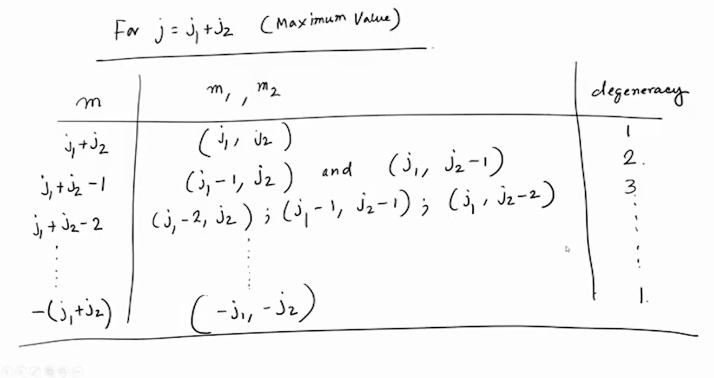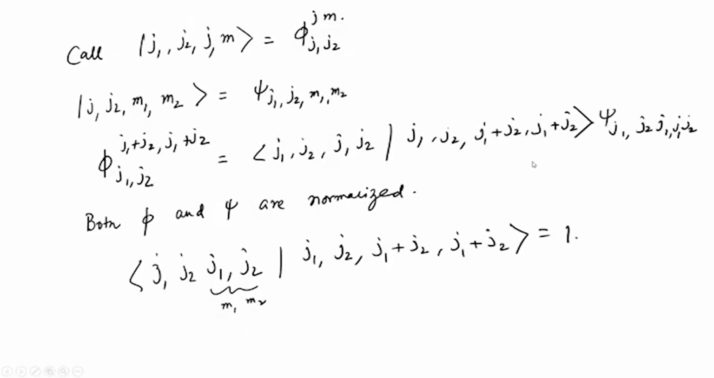Now you go to the next one in the table, j1 plus j2 minus 1, which is the next lower value of M. Then there are two possible values of m1 and m2 that you can construct, and that will give you this degeneracy of 2. So you can again write these phis and psis, normalized, and connect them, and define them for that state.